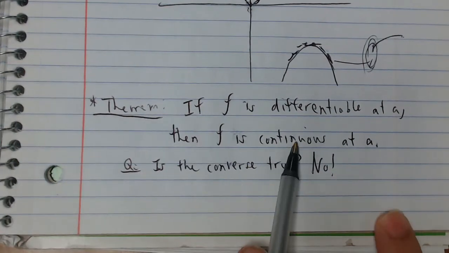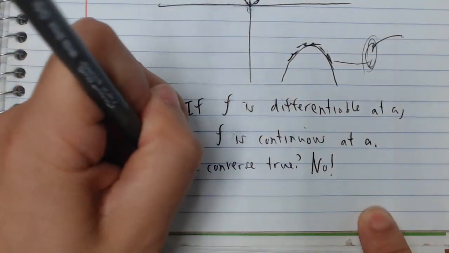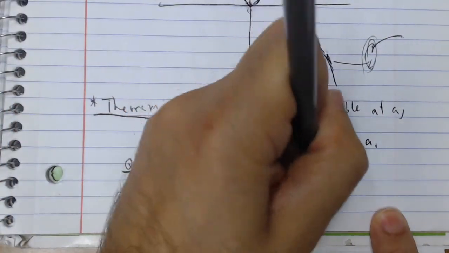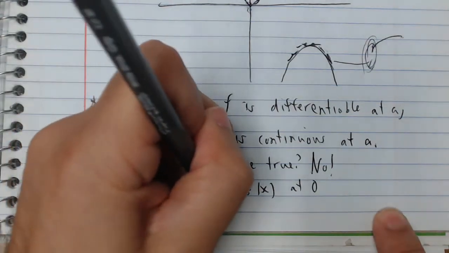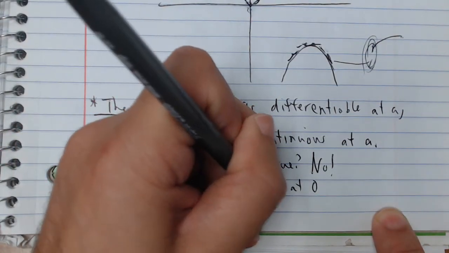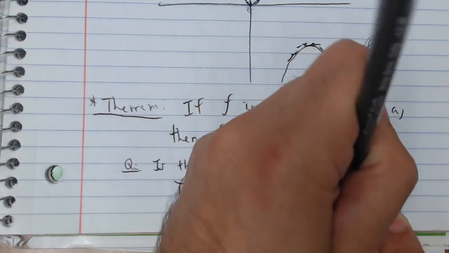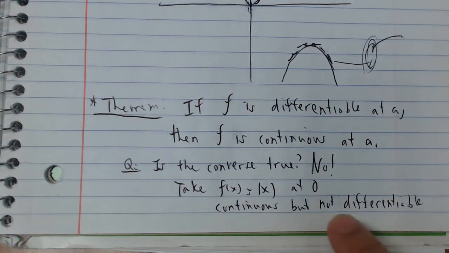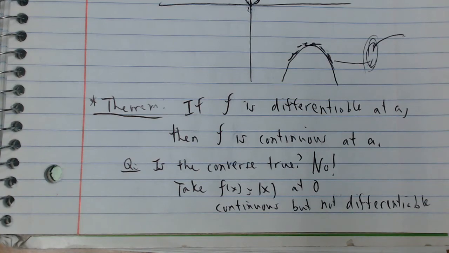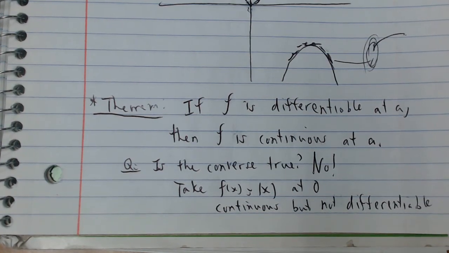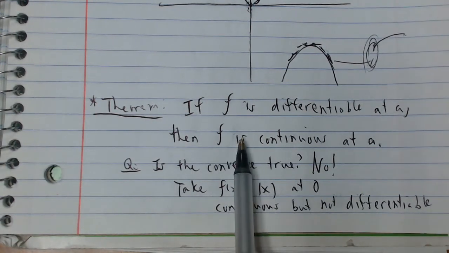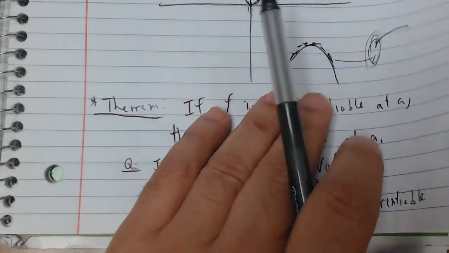So the converse isn't true because we can take f of x equals the absolute value of x at 0. Okay, what is it that we saw? It was continuous, but not differentiable. And we proved that in example 3. So remember, from this point on, if a function is differentiable at some value, it's guaranteed to be continuous at that value. But just because a function is continuous at that value, it doesn't guarantee it to be differentiable.